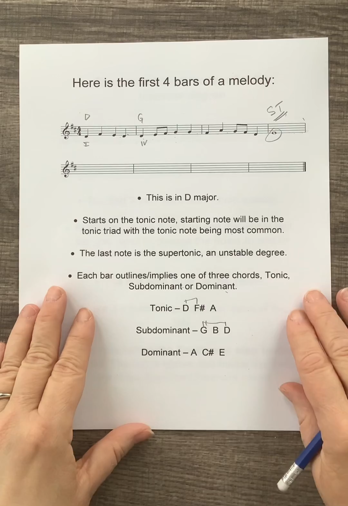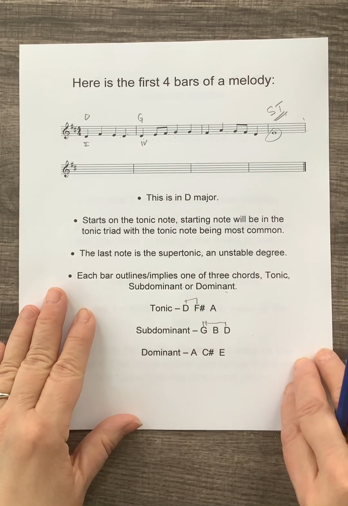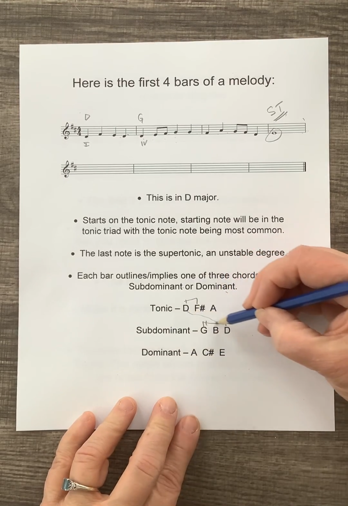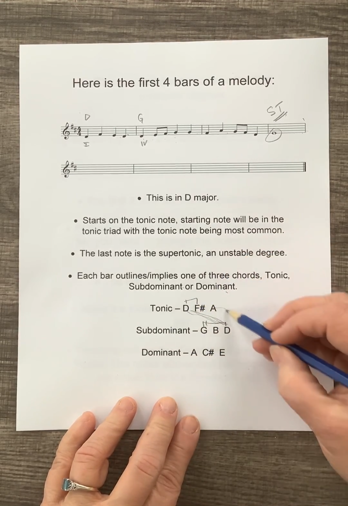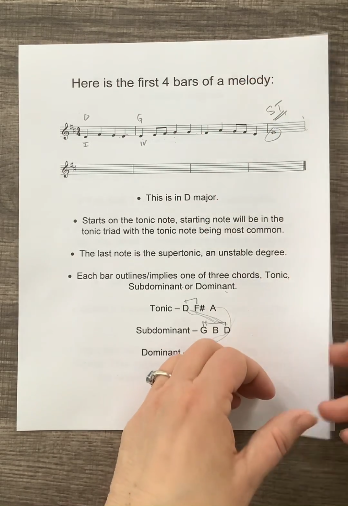Okay, so that's our very first one, ending on the supertonic, and they're outlining the different triads. If you notice too, some of the triads have the same note. That's why that mistake is made. There are notes in common. So be very careful you look at the whole bar.